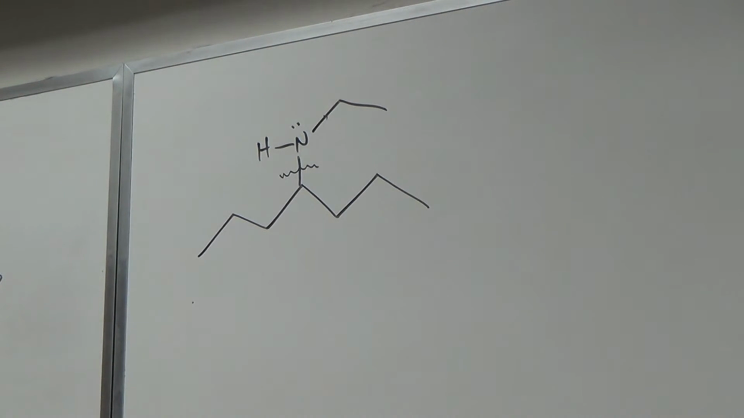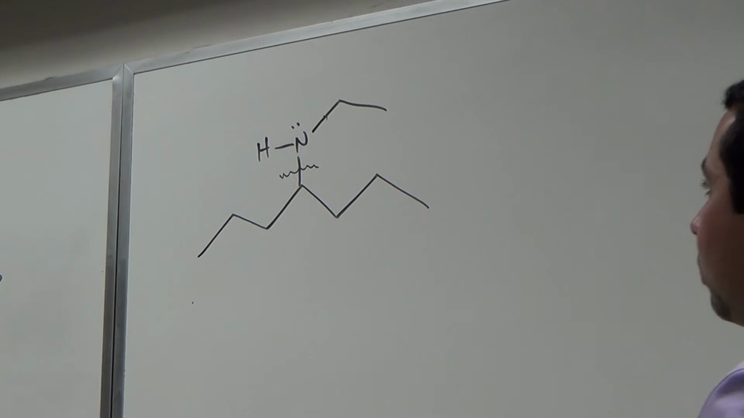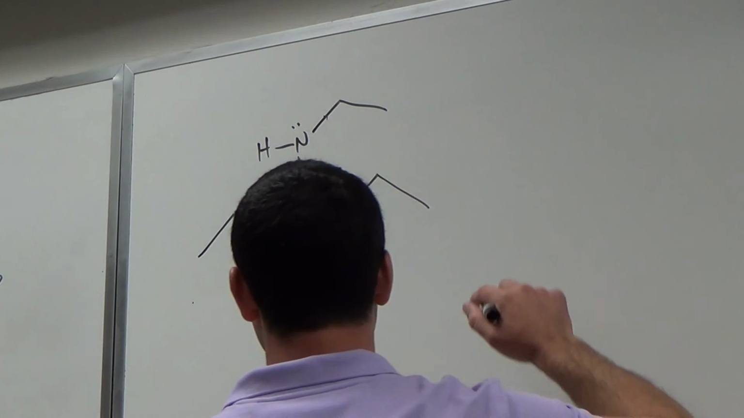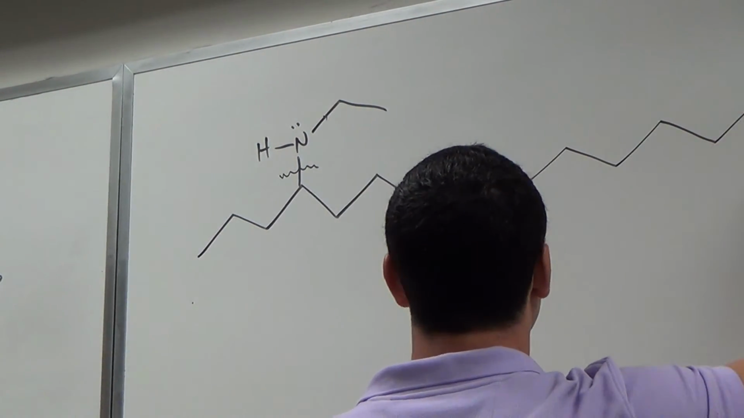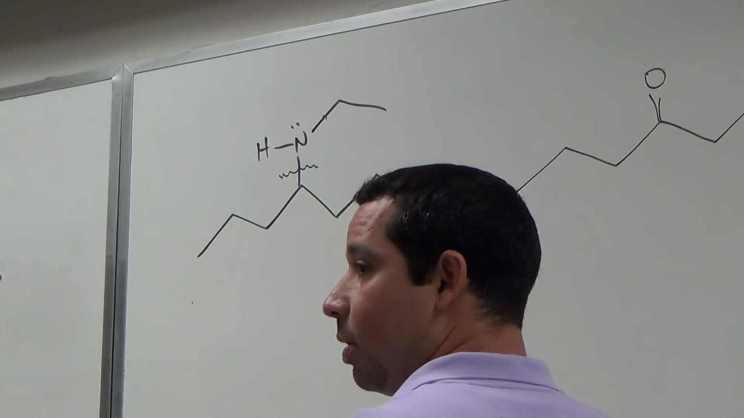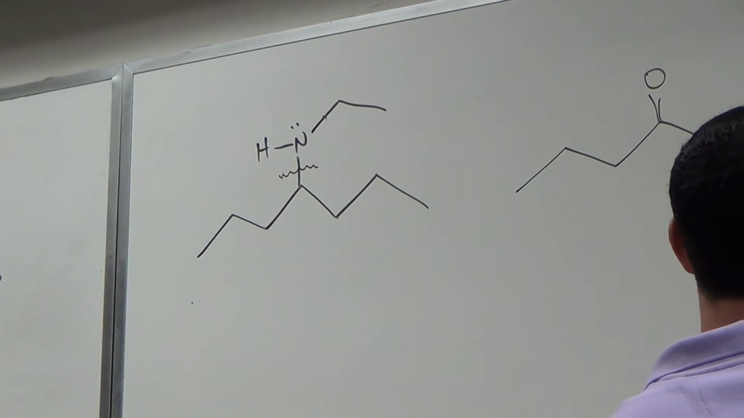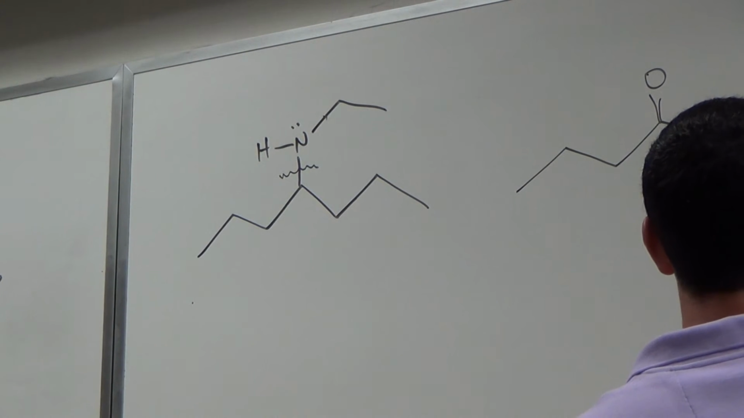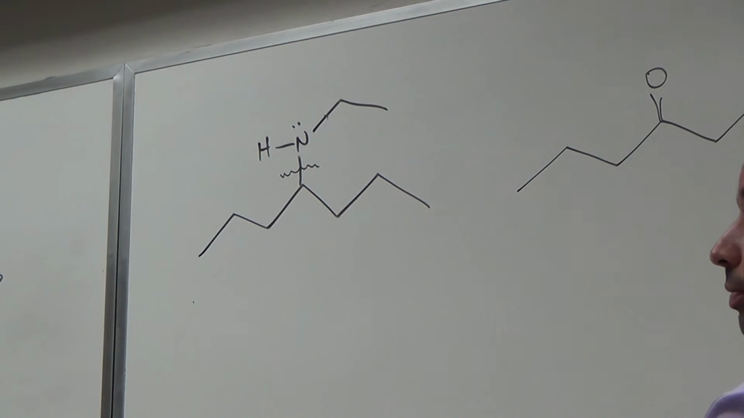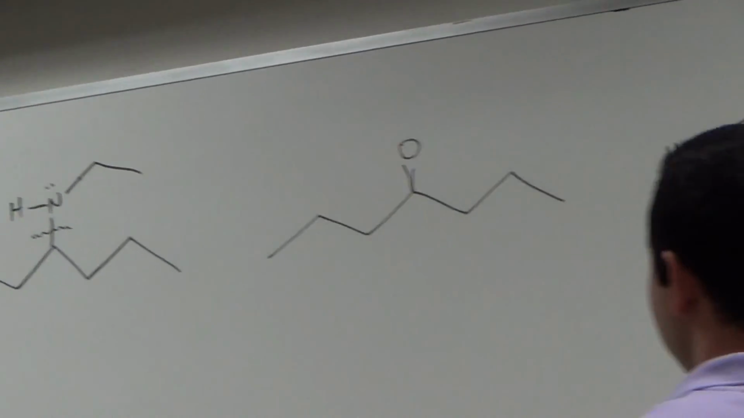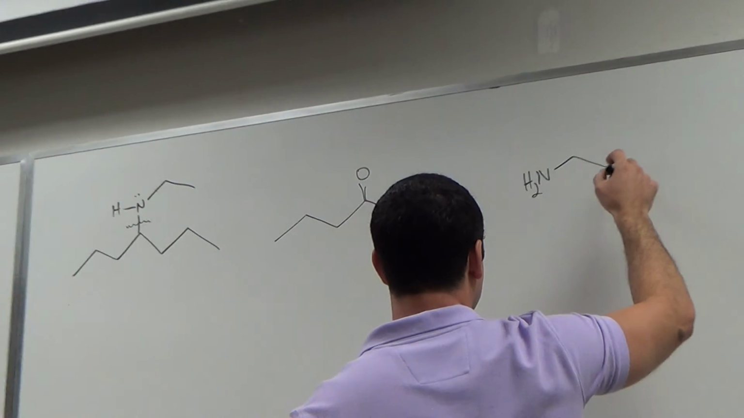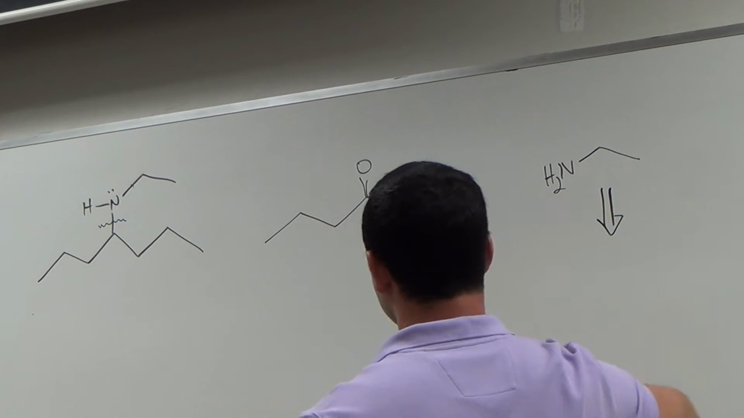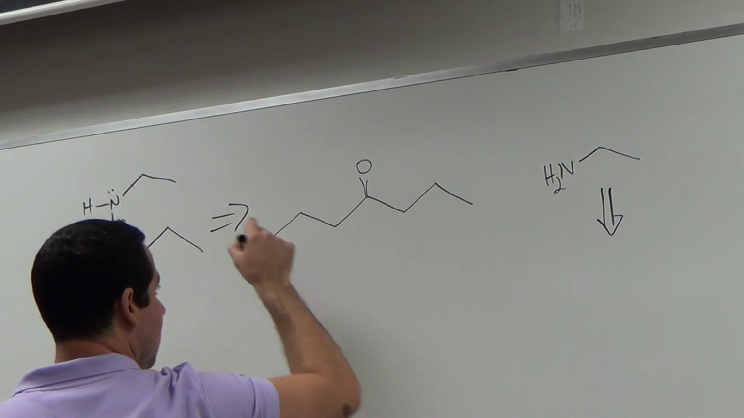Tell me what you get if you cut it there. I want reductive amination. What do you get? A primary nitrogen and a carbonyl, yes? What carbonyl do you get? You get this carbonyl, yes? And what amine do you get? Primary. That amine, and I put H. So that with this will give me that. Where did I get this from?